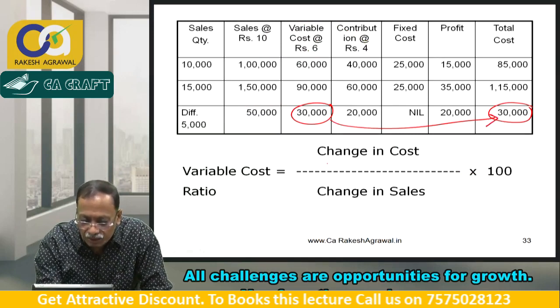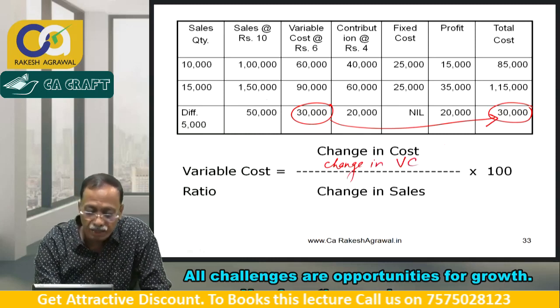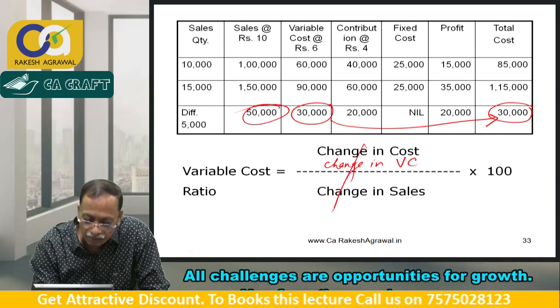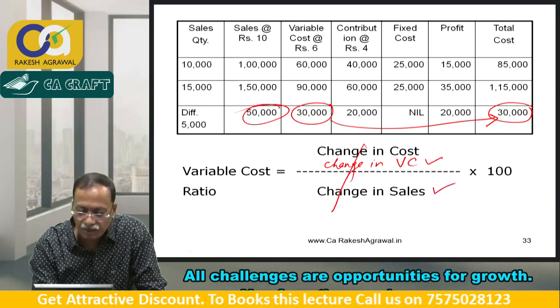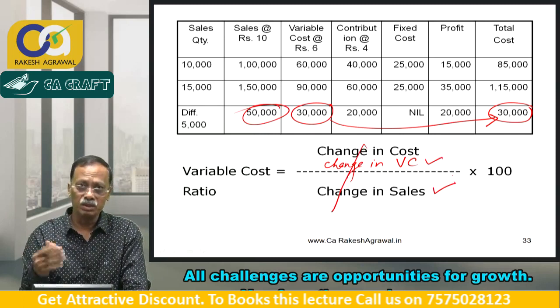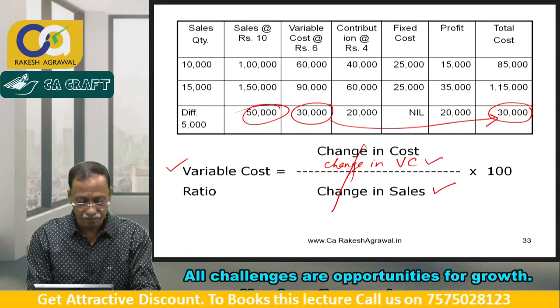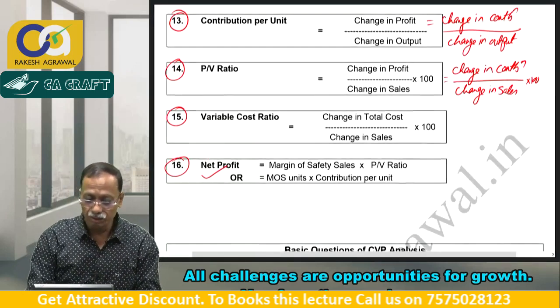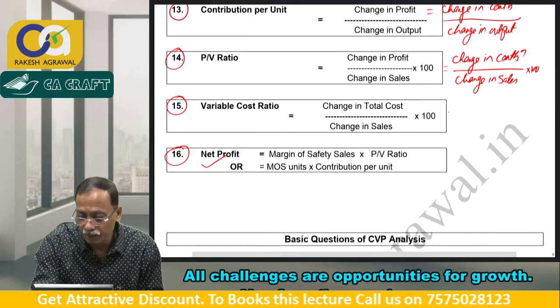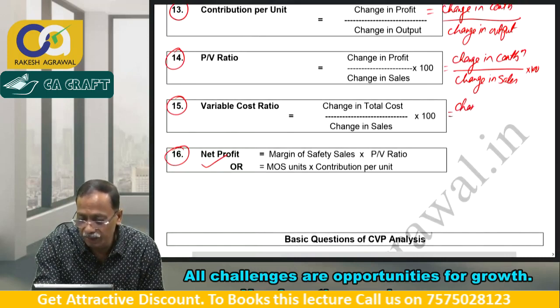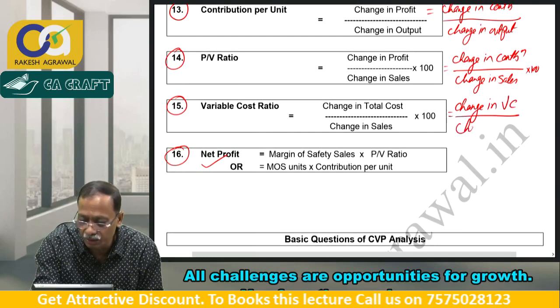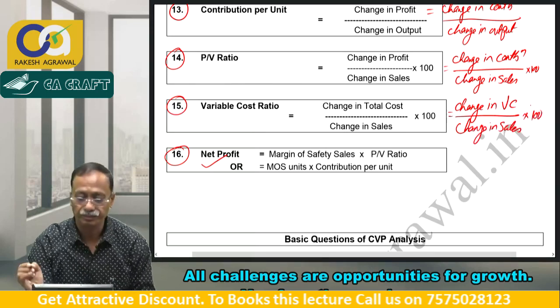This and this is the same. So this change in cost is nothing but change in variable cost divided by change in sales. Remove this word change. So it will become variable cost upon sales into 100. This itself is the formula of variable cost ratio. So if you want, in your notes you can write this logic: variable cost ratio is change in variable cost, because change in total cost is due to change in variable cost, upon change in sales into 100.